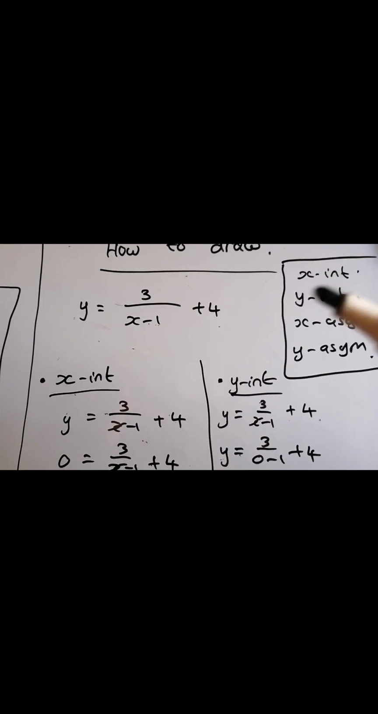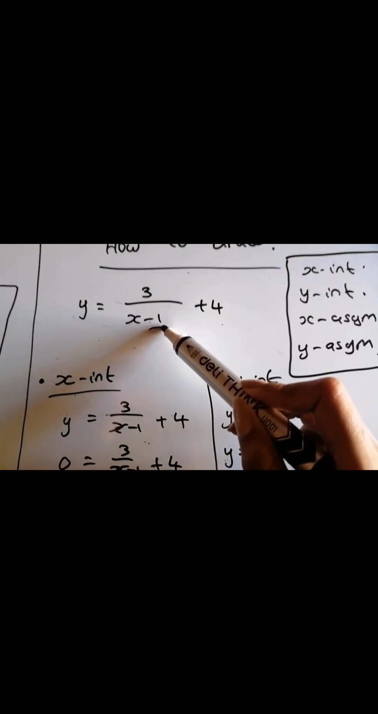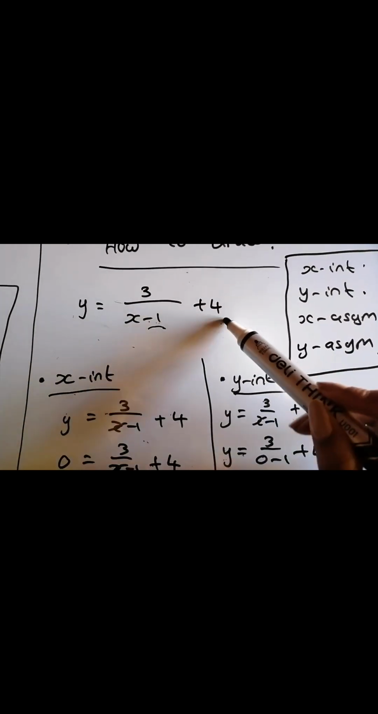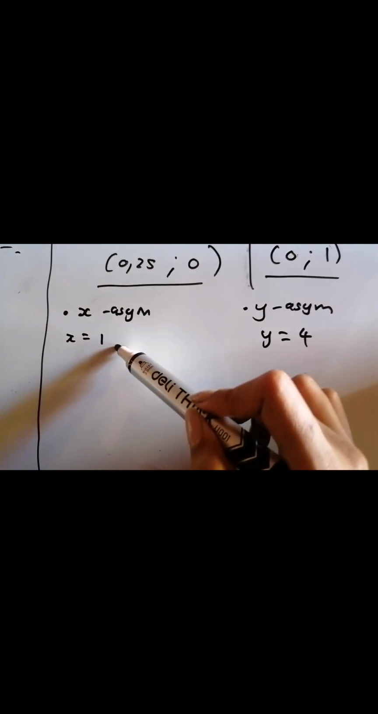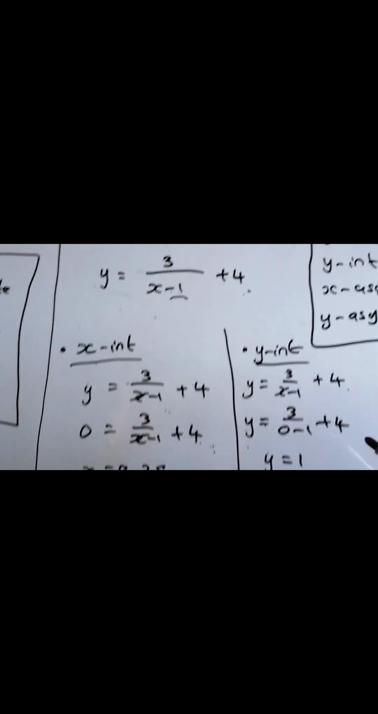Already, I know that I have my x-asymptote and y-asymptote. This is my x-asymptote, but it'll be positive 1. This is my y-asymptote. So I got that down. My asymptote for the x is 1. My asymptote for y is 4. So that's sorted. Now I need to work out x-intercept, y-intercept.